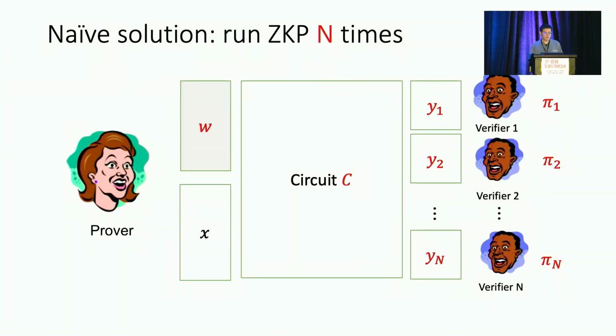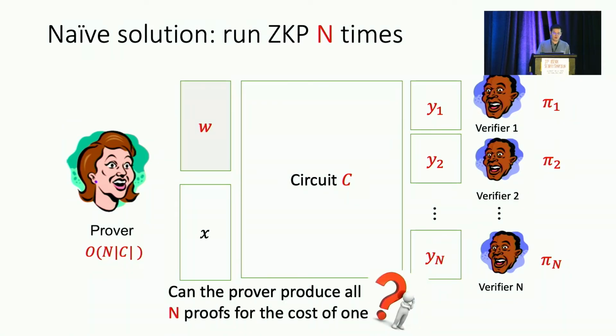Okay, since the one-to-many prover setting has some applications, we want a new and good algorithm for this setting. And the naive solution is straightforward. In this case, the prover just runs the circuit n times for n different outputs. So it will generate n different proofs and send these to the verifiers respectively. And then the prover time is n times |C|, because it runs the circuit n times, which is not good. So we ask a natural question: can the prover reduce all n proofs to the cost of only running the circuit once?